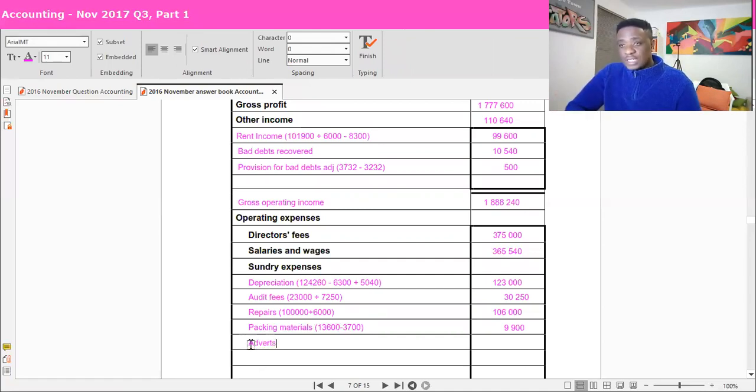So we'll say advertising. The advertising cost would be obviously the 20,596, and then we'd add the 1,748, and then we'd get 22,344. Cool. And then let's see if there's any other expenses that follow after that.